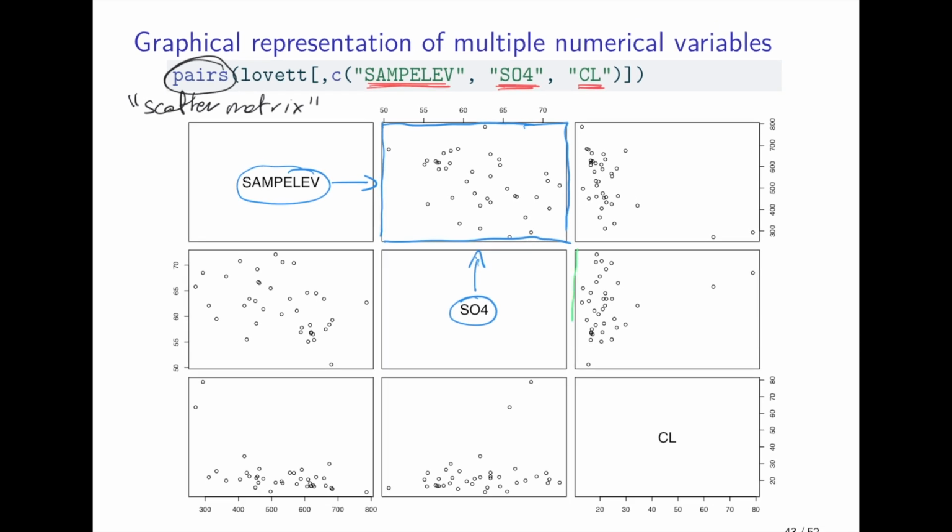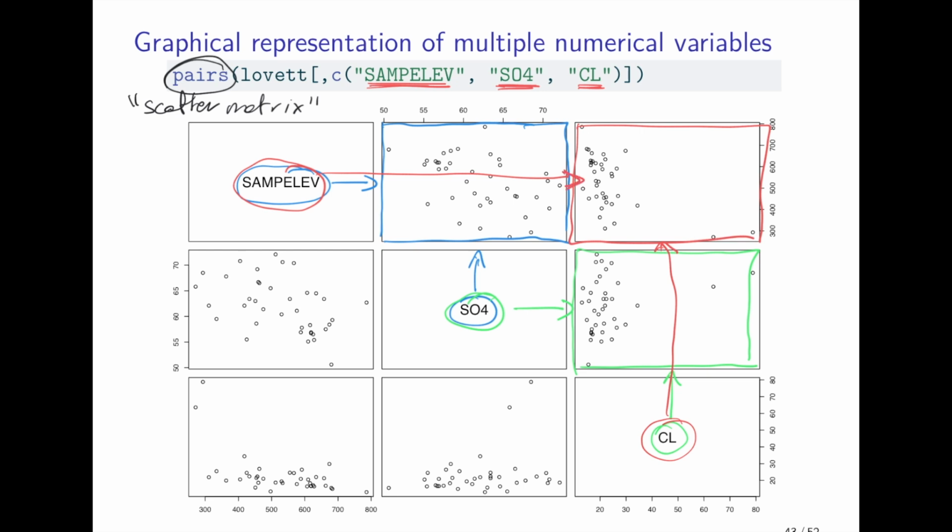Let's do one more. This plot right here gives you a scatter plot of chloride on the x-axis and sulfate on the y-axis. And then lastly, while we're at it, this scatter plot right here has chloride on the x-axis and sample elevation on the y-axis. What about the other scatter plots? Well, they have no new information. They have the same data, but just represented in a transposed way.